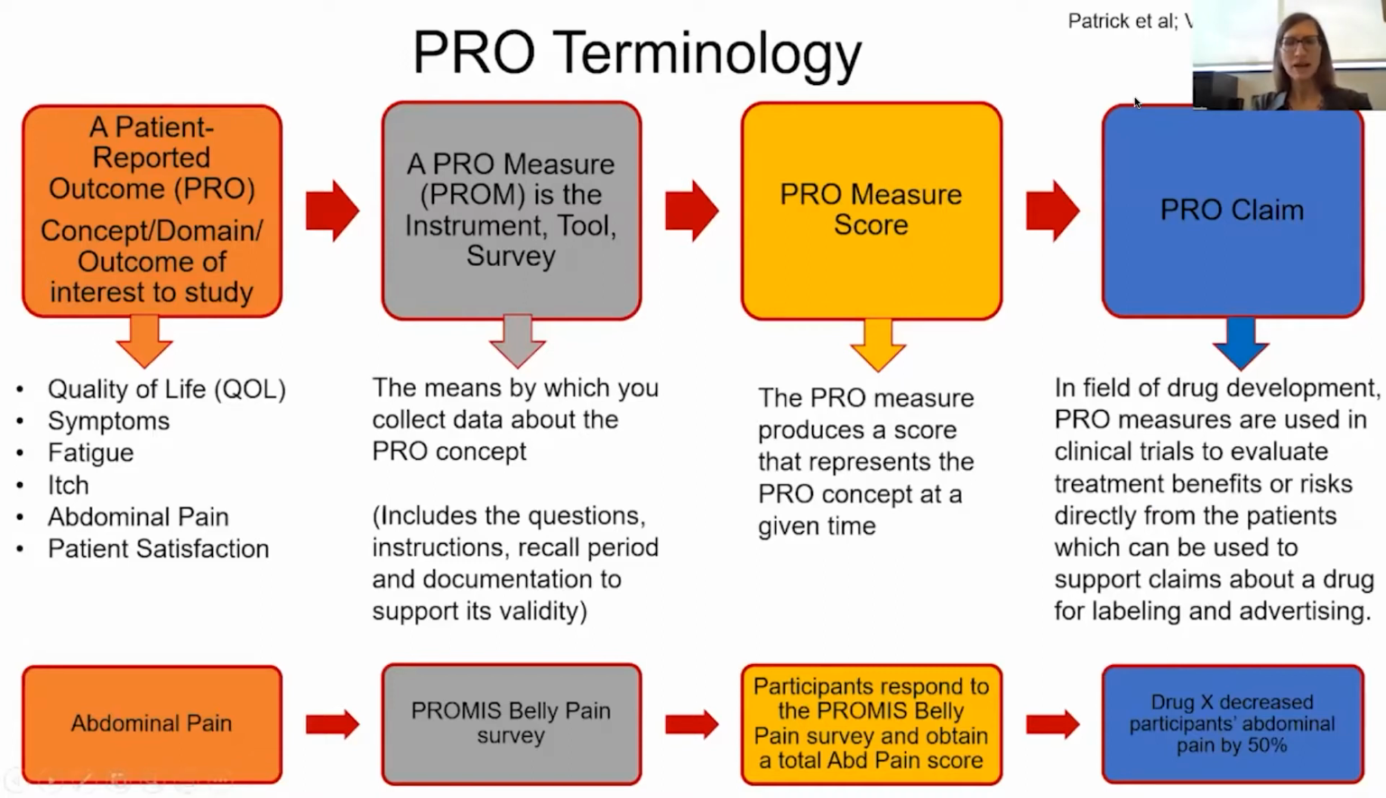Let's say we want to study abdominal pain in patients with PSC. We might decide to use the PROMIS belly pain survey. We'll have several study participants respond to the survey and obtain a total abdominal pain score. We can then take that score and aggregate it with other patient scores and look at how those scores might change before, during, or after a treatment. And then if it does show that there's a significant change in that score, the pharmaceutical company is able to say that drug X decreased participants' abdominal pain by 50%.